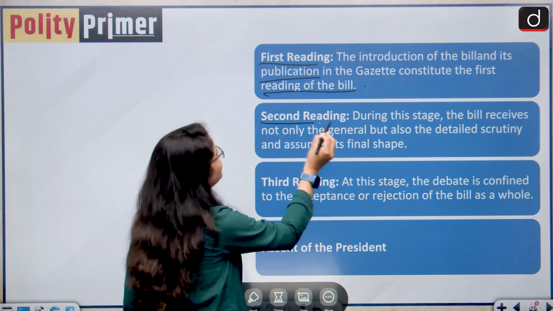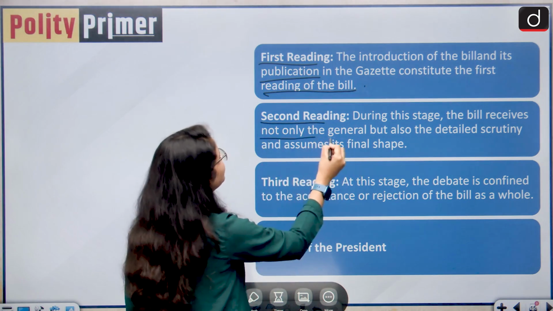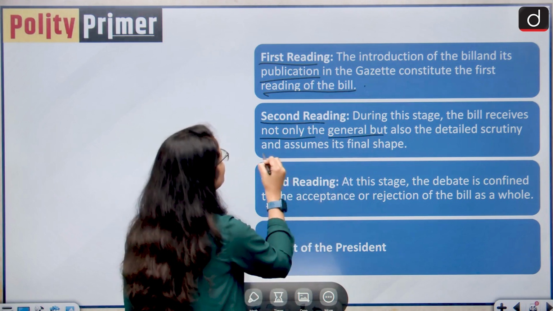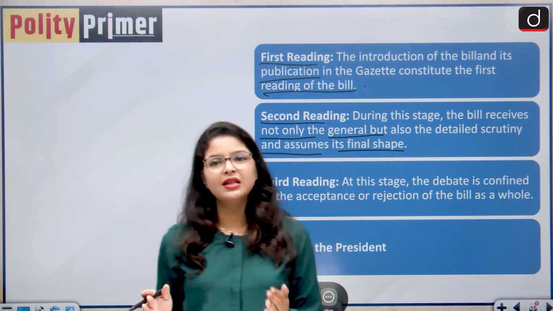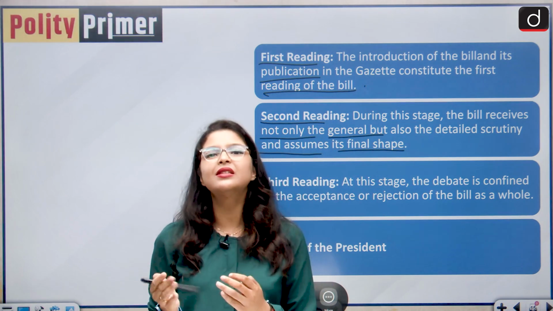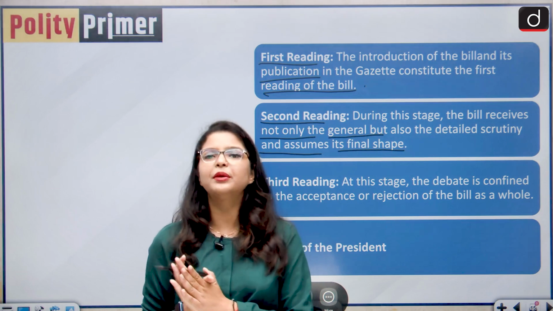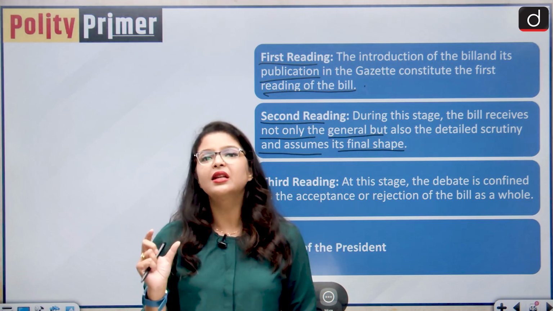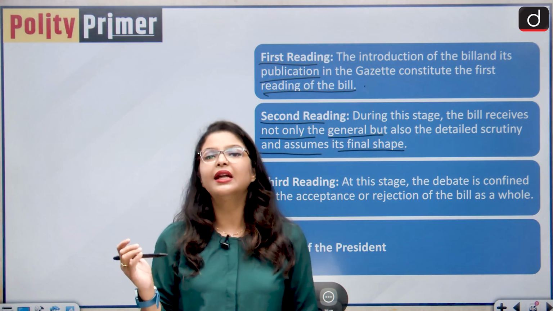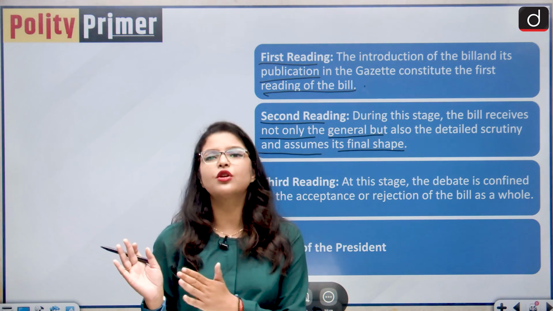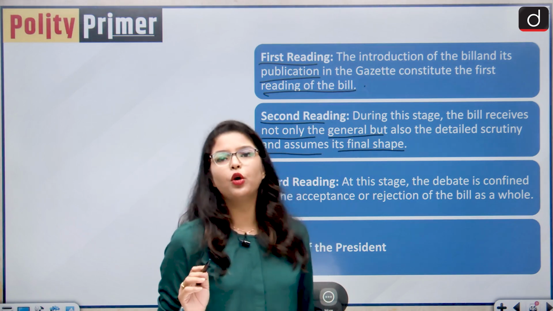Then there is second reading. During this stage, the bill receives not only general but also detailed scrutiny and assumes its final shape. What happens in the second stage is that the bill is deliberated and discussed heavily on the floor of the houses of the parliament, and this constitutes the final discussion. That is why this second reading is very important.